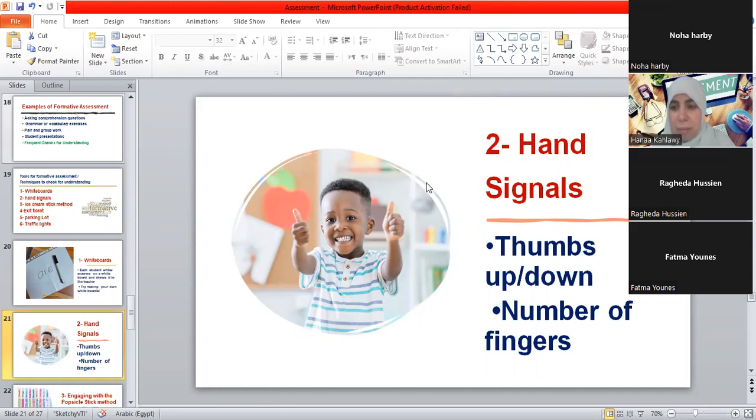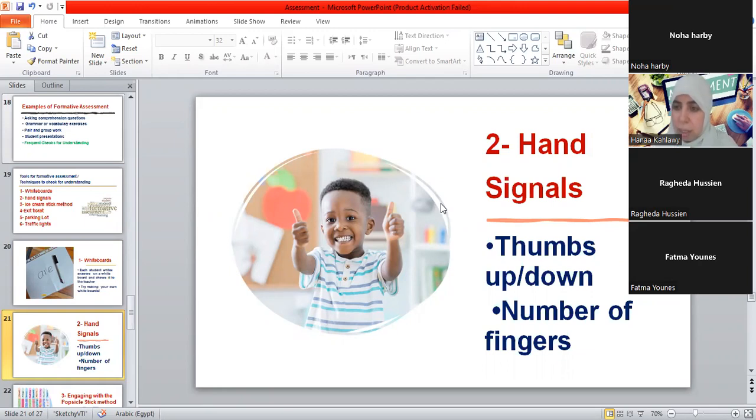Raghda, go ahead. Yeah. So as you taught us, when we are teaching a lesson about stress, we can use our hands to clap when we listen to the stressed syllable. And in the intonation also, we can use our hands to show the falling and rising tones of the speech.